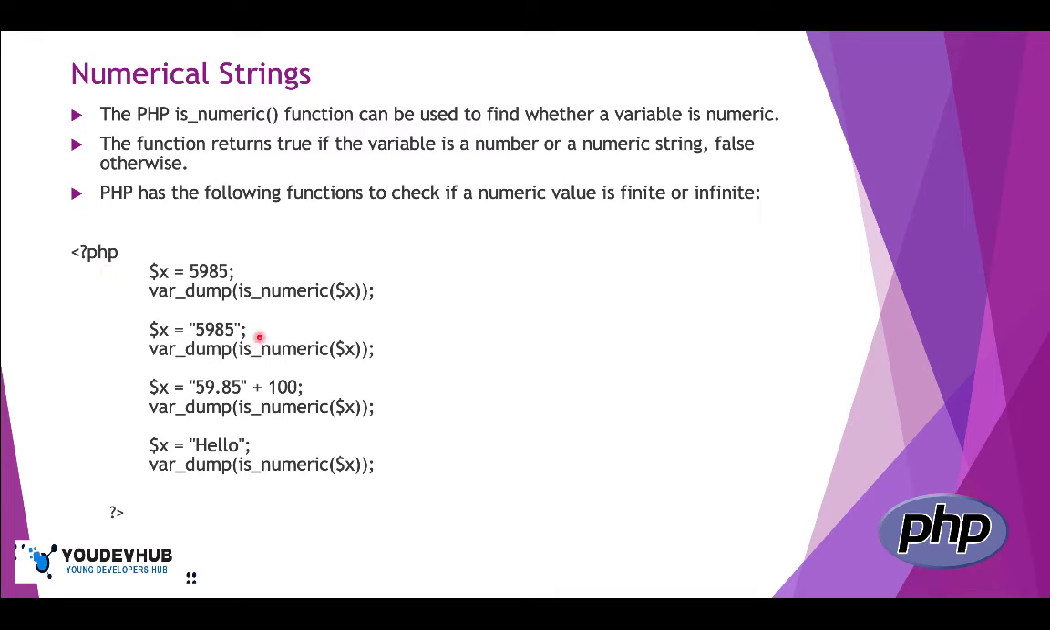So we have the following ones. We have variable dump is numerical, variable dump is numerical, variable dump is numerical for this. Now this, I'm going to leave as an assignment for you. Go ahead, do it, check to see if your value is going to be numerical. Mind you, the result is going to come out as either true or false. So you get it and you see that.